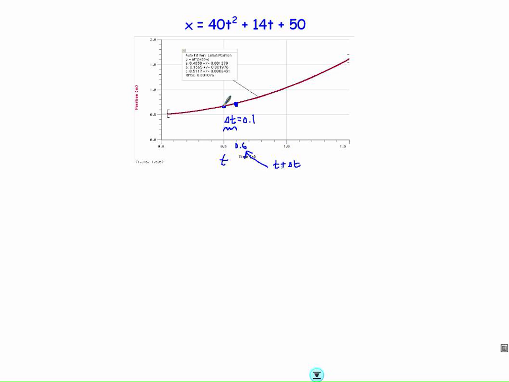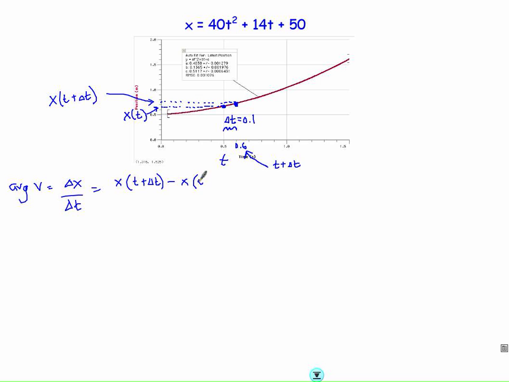Now, on the other axis, we need some x values. So over here, what's the x value? Well, it's just x at t. And what's this x value? Well, that's just x at t plus delta t. So those are our two x values. So now let's find the average velocity a little more symbolically. Delta x over delta t, or in other words, x at t plus delta t minus x at t, divided by t plus delta t minus t. And again, we're getting all symbolic here, but if you look at the previous screen, it's really the same thing. T plus delta t was 0.6, t was 0.5. We're just doing it with symbols now.